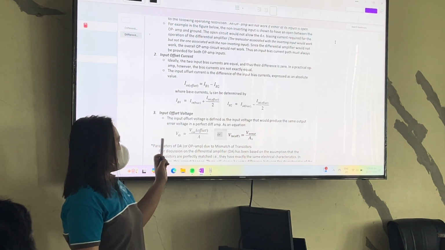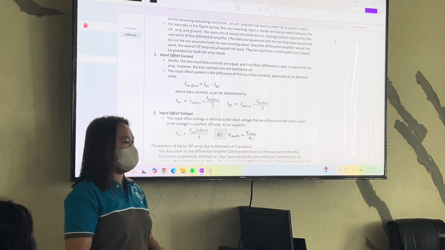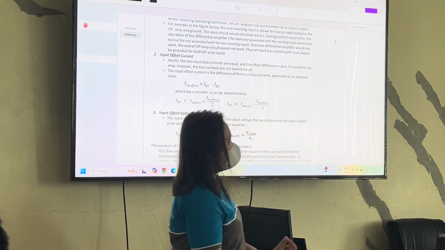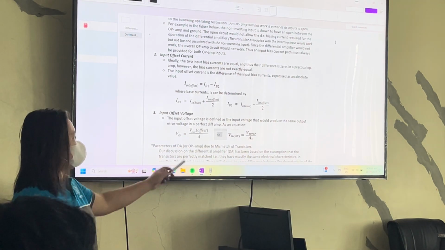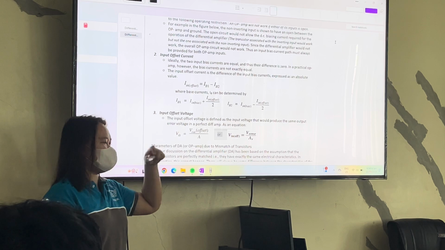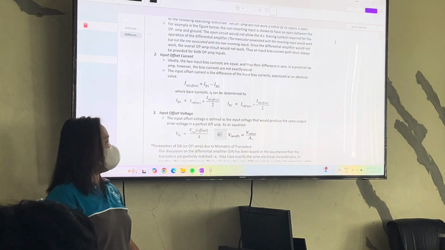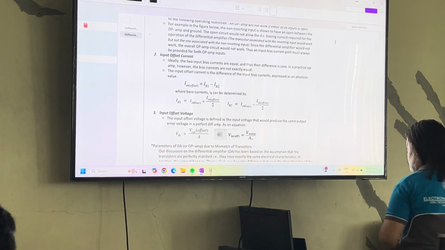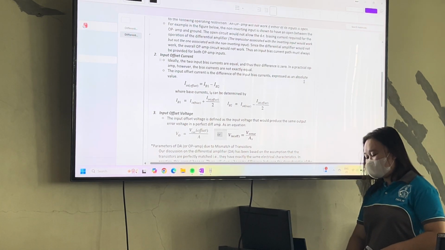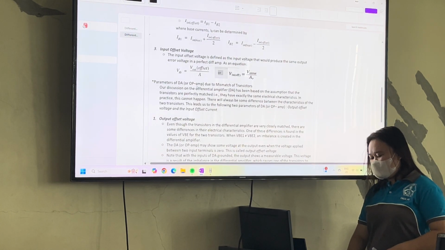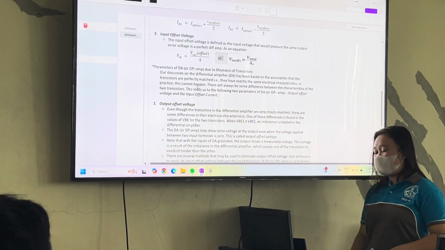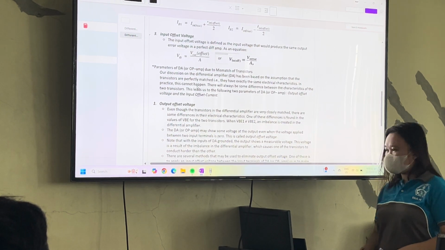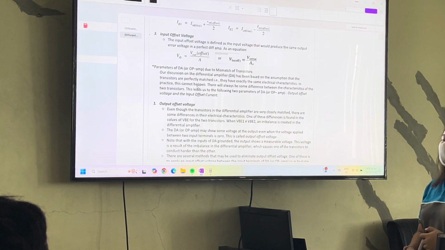For the output offset voltage, the given VIO or the output offset voltage is equal to the following. Now, we're done with the parameters you see on the designer's datasheet. This time, we have parameters of a differential amplifier or operational amplifier due to mismatch of transistors.